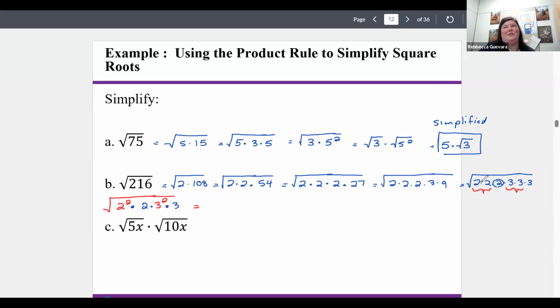Okay. So what I see sometimes is people just pull out the 2s, but let me show you what's going to happen here. We have a square root of 2 squared, a square root of 3 squared, and then we can also do a square root of that 2 times 3 that's left over. The square root of 2 squared is just going to be 2. The square root of 3 squared is just going to be 3. And then we still have that square root of 2 times 3 because we had two numbers that we couldn't find pairs for. So this is just 6 square root of 6.